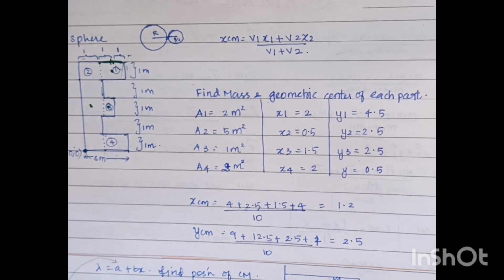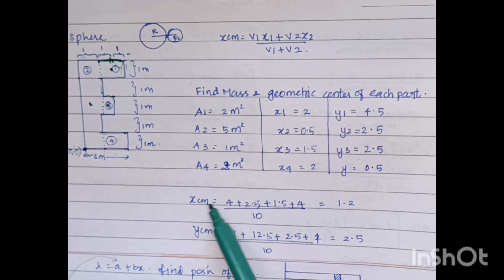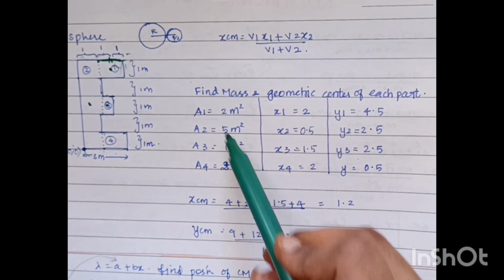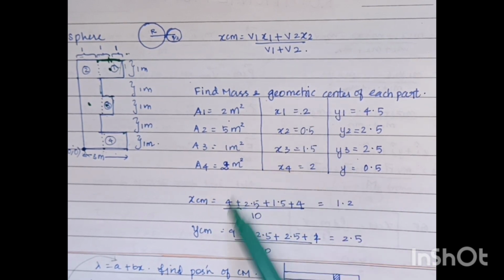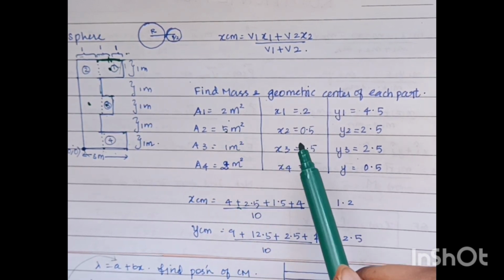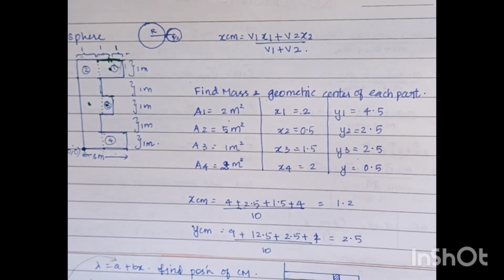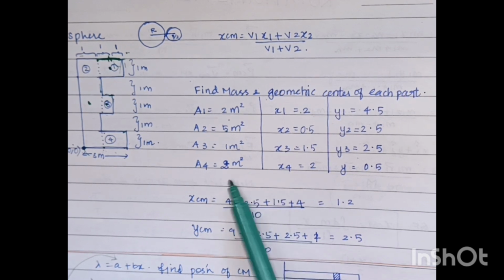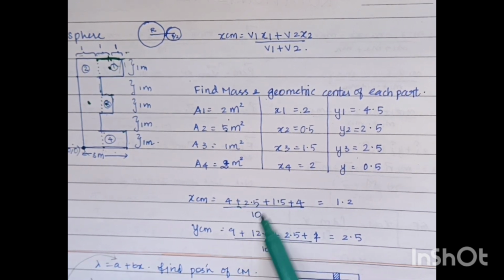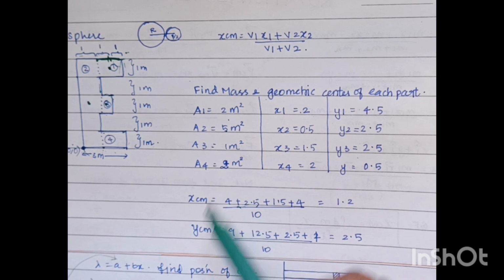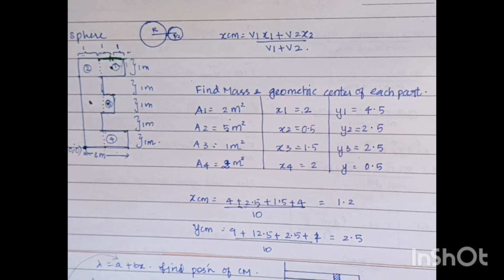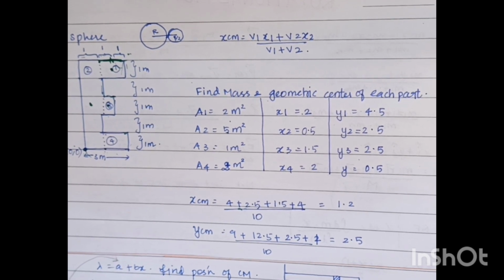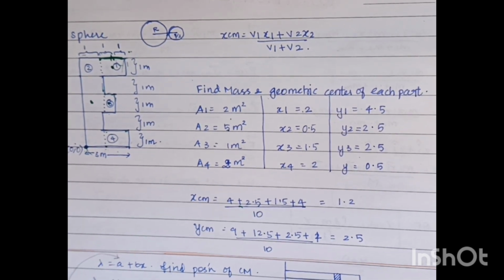Now how do we find xcm and ycm? We have to use a1 x1 plus a2 x2 and so on. What about a1 x1? 2 twos are 4. What about a2 x2? 5 into 0.5, so 2.5. a3 into x3, 1 into 1.5. a4 into x4, 2 into 2. And what is the total area? 5 plus 2 plus 1 plus 2, so that is 10. That is how we find xcm and ycm. Please see it once again clearly. You can get it very easily.